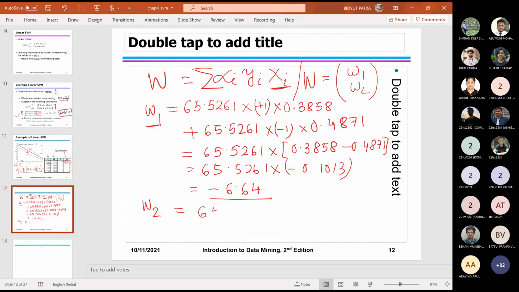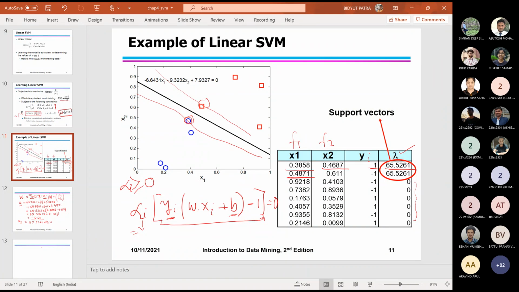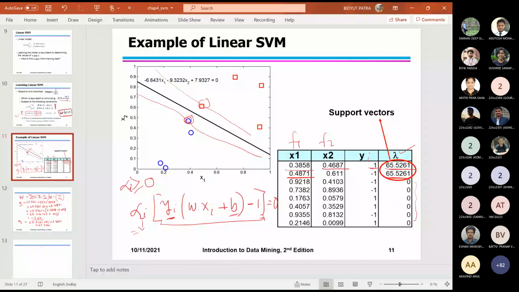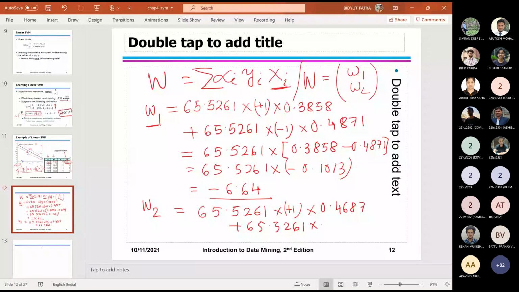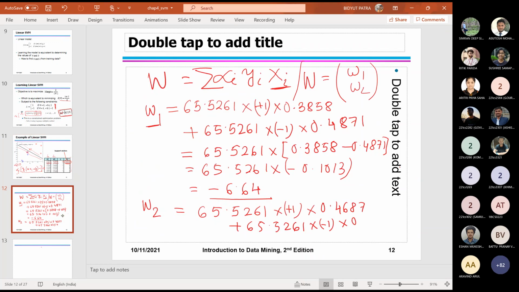So W2 is again 65.5261 into +1 into this coordinate 0.4687, plus 65.5261, because fortunately this is also the same value, into -1 for the second sample, and the coordinate is 0.611. So how much is it coming?